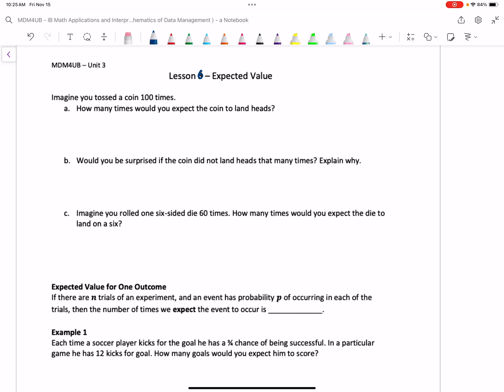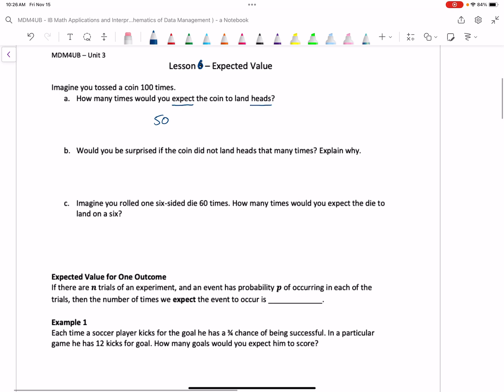So, imagine you tossed a coin 100 times. So, two-sided coin, heads and tails. How many times would you expect the coin to land heads? So, how many times would we expect it to land heads? So, 100 times, you know it's a 50-50 chance. You would expect, probably on average, to get 50 heads, also 50 tails.